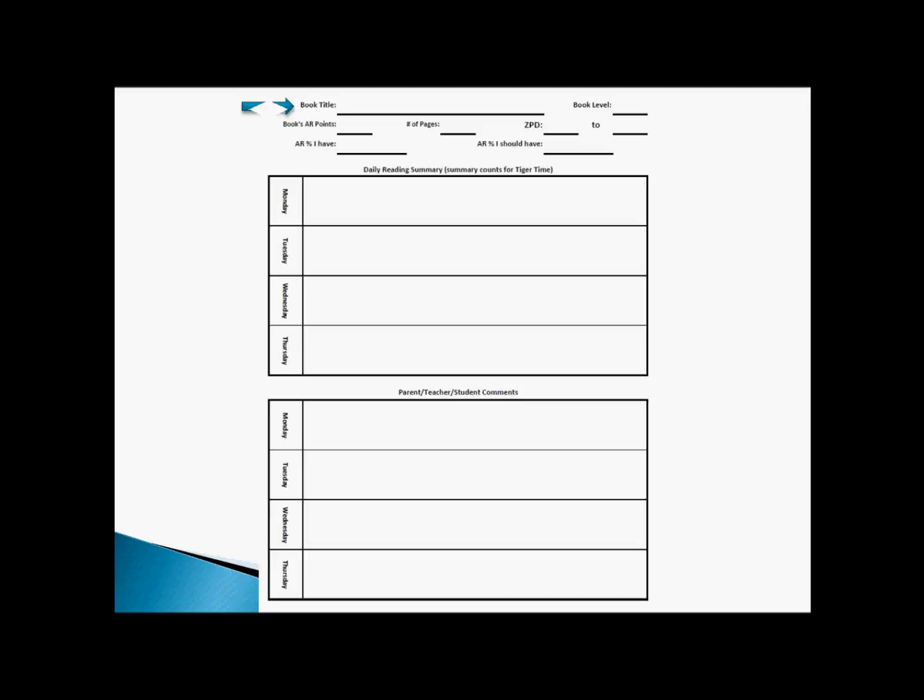their AR percentage. Now, it's important to note here that all students do not have the same point goal, which is why we tend to speak in percentages so that we can have sort of a little bit of a level playing field there. They should also have the number of pages in their book and the book level. Their ZPD, it's called the Zone of Proximal Development. The book level should be within this range. They should have the AR percentage they should have at the end of the week. This percentage increases about 11% each week because we use a 9-week AR schedule.